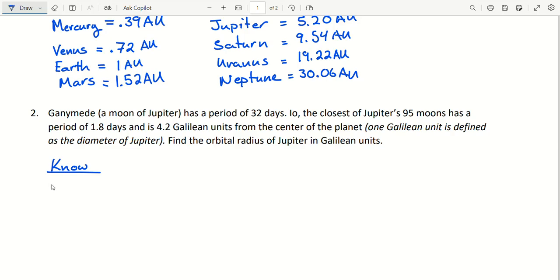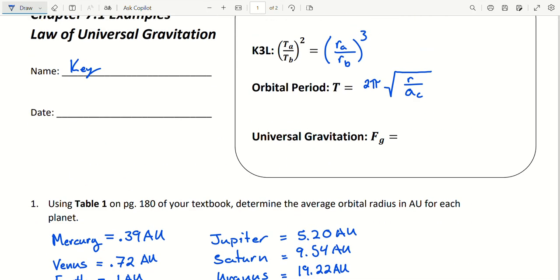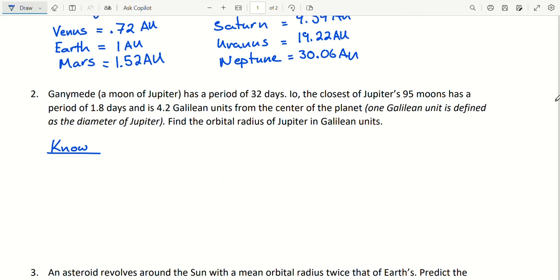So Ganymede has a period of 32 days. Now, which letter did we use for the period? Capital T. Very specifically capital T. Now, we're looking for something else and we're given another period here, so I need to make sure it's really clear. If I'm talking about the period of Ganymede, I'm going to use a subscript. What would you guys use as a subscript? G is fine with me.